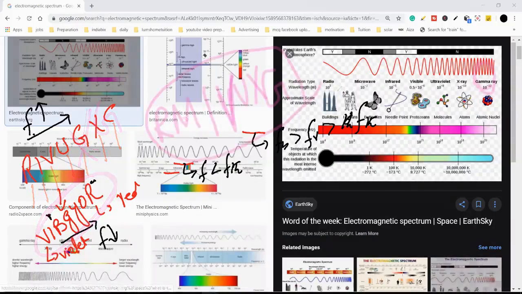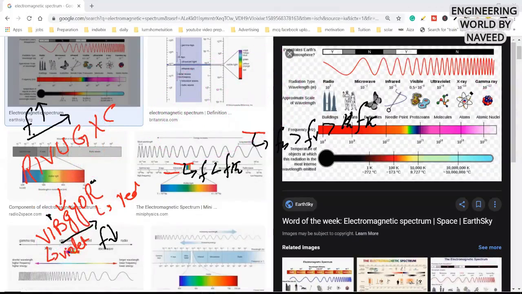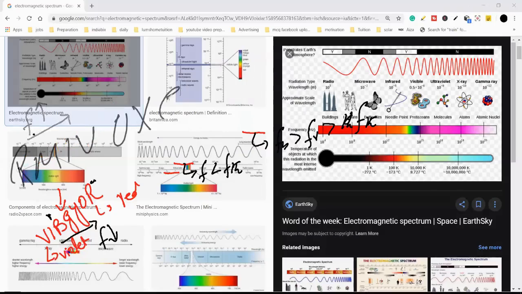RMIUXG. Yes, RMIUXG, and there is also a cosmic ray.